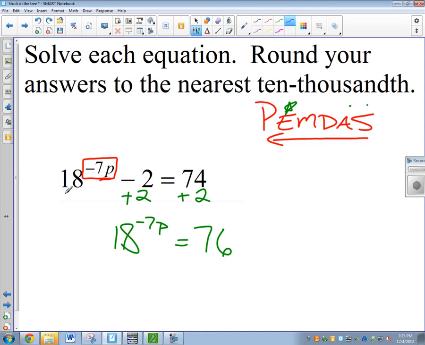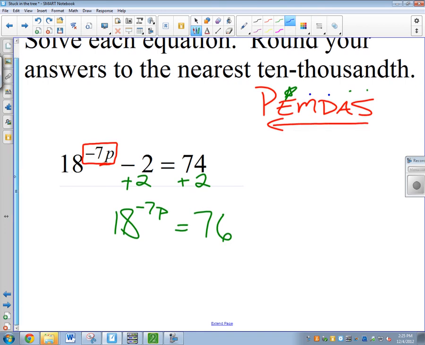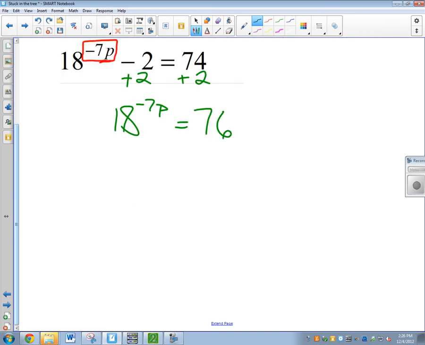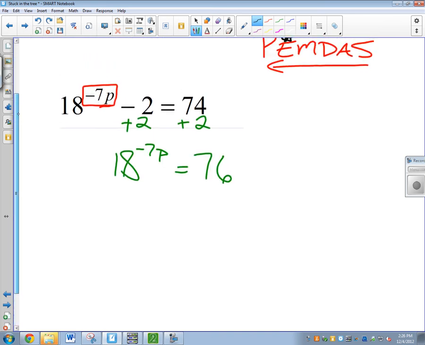Next thing here, we've got a multiply or divide step. Can I multiply or divide? Well, no, I can't. There's nothing being multiplied over here to this 18. It's just 18. My variable is still stuck in the exponent. So now I'm to the exponent part. Now I can think to myself, if I can use exponents, I can now solve that problem.